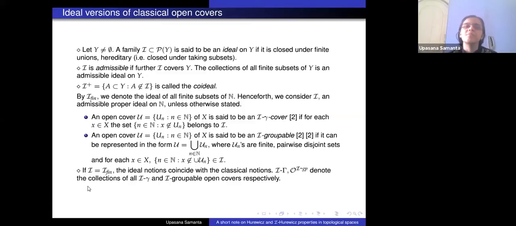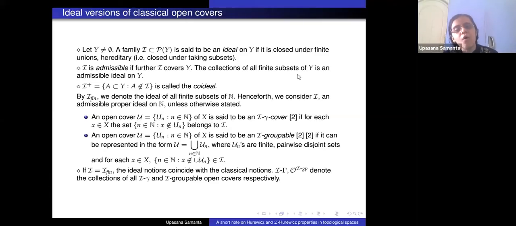Let Y be a non-empty set. A family I, which is a subset of P(Y), where P(Y) is the power set of Y, is said to be an ideal on Y if it is closed under finite unions and hereditary. I is admissible if further I covers Y.